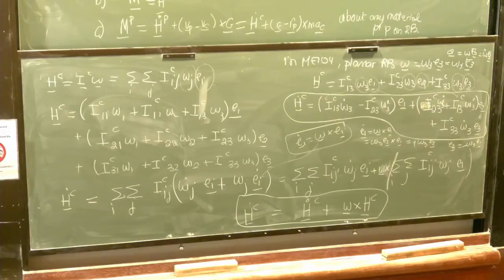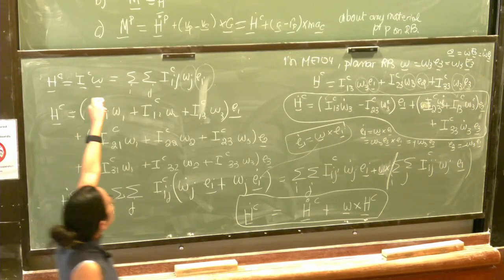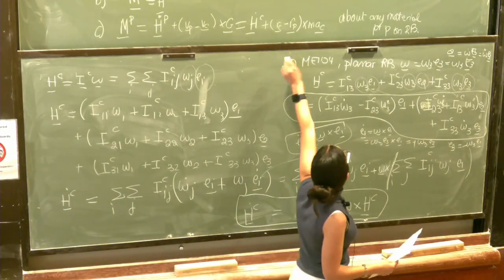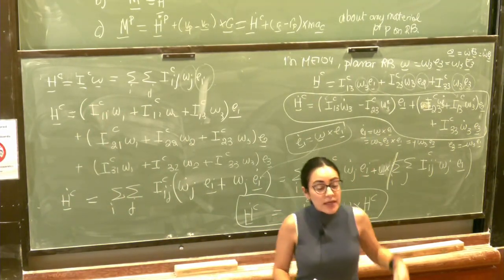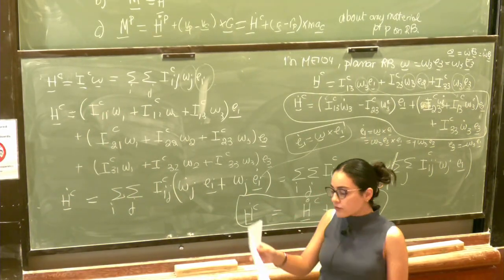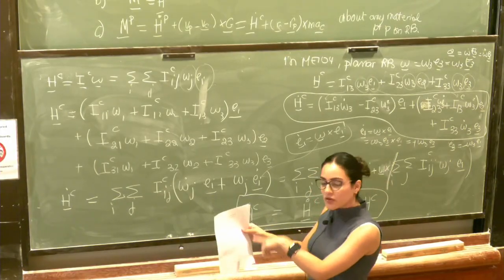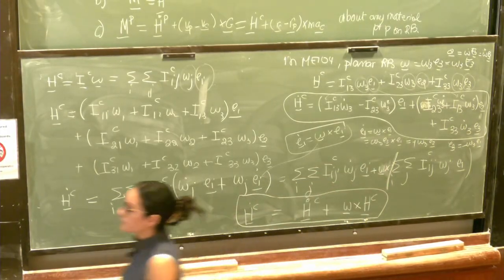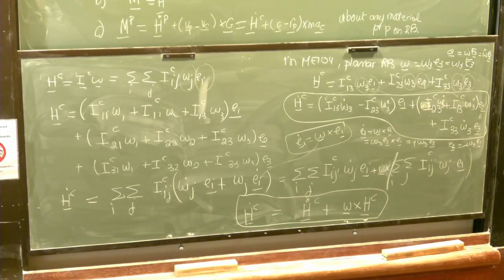Usually I will never use HP. Usually I will use this form of the balance of angular momentum: MP is equal to H dot C plus these terms. Usually that's what I do, so that I don't have to take the derivative of these extra terms at the end of IP. Okay?